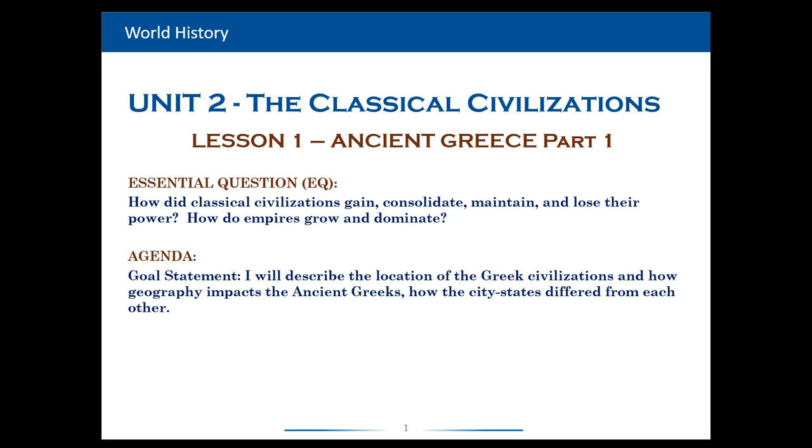Our agenda. Our goal statement: I will describe the location of the Greek civilizations and how geography impacts the ancient Greeks, and how the city states differ from each other. Let's begin.